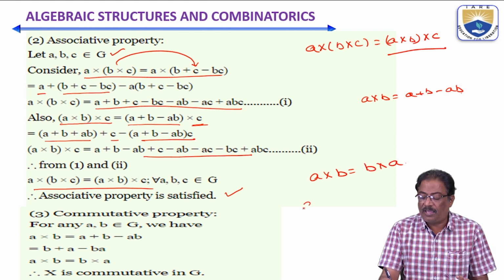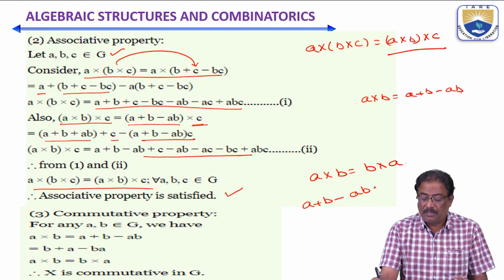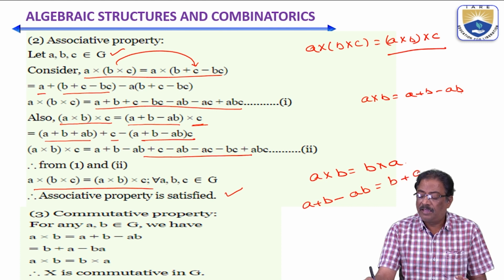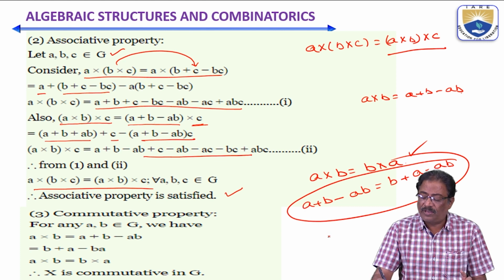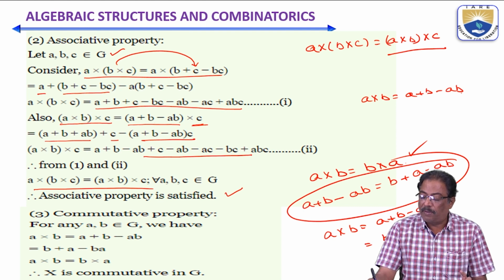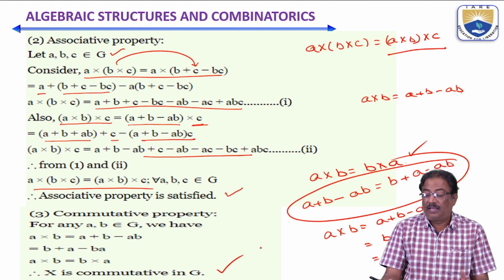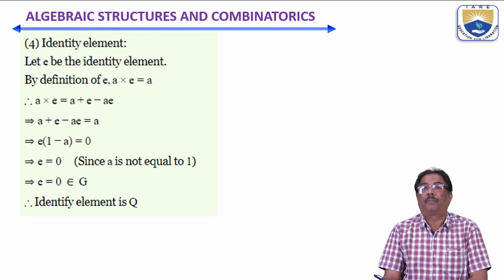So what is A cross B? A plus B minus AB. Next, B cross A is B plus A minus AB. Both are the same, or else we can write A cross B as A plus B minus AB. Here I write B plus A, and AB or BA are the same, so I get B cross A. So the operation satisfies the commutative property.